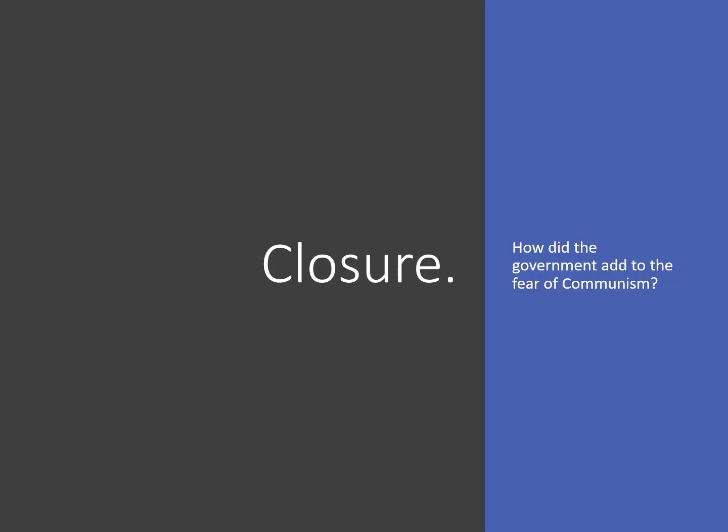So think about, for our closure, how did the government add to the fear of communism? Think about some of the laws that they passed, some of their investigations, some of the organizations that they brought about. A lot of these fears are not just going to apply to government, but neighbors and everyday Americans are going to become very suspicious of each other. This is the second Red Scare that we're talking about in terms of the Cold War.